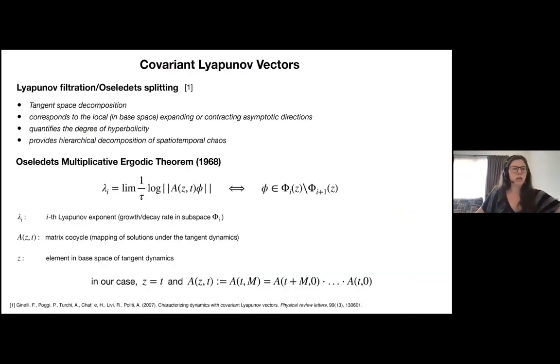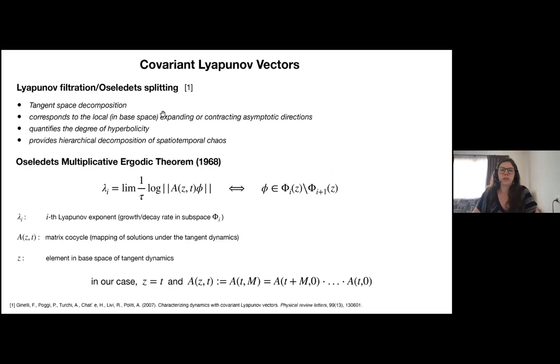Sorry, I put this slide in when I forgot to take this one out. I probably don't need to go through this as much with this audience, as most of you have seen or heard of covariant Lyapunov vectors, but basically this is related to the Oseledets splitting of your phase space.